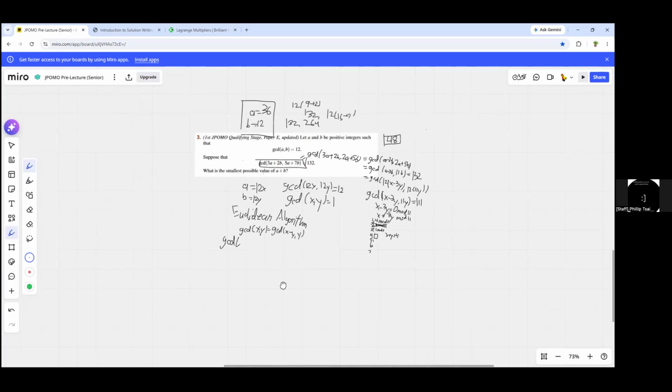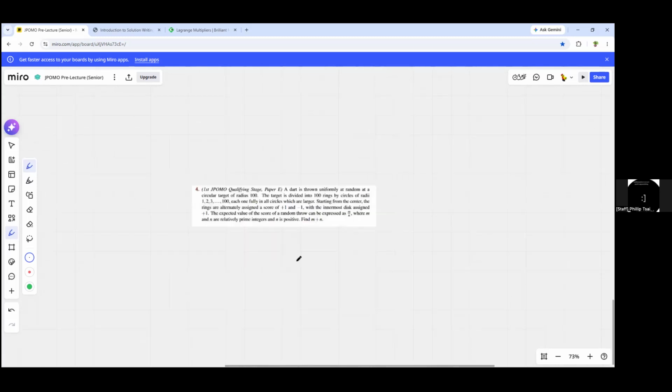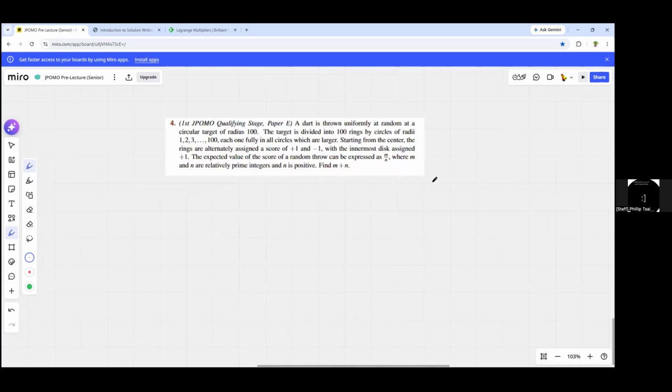But anyways, I'll be moving on to the next problem because we're kind of running out of time. So question number 4. A dart is thrown uniformly at random at a circular target of radius 100. The target is divided into 100 rings by circles of radii 1, 2, 3, 4, 5, 6, up to 100, each one fully inside all circles which are larger. Starting from the center, the rings are alternately assigned a score of positive 1 and negative 1, with the innermost disk assigned positive 1. The expected value of the score for a random throw can be expressed as m over n, where m and n are relatively prime integers and n is positive. Find m plus n.